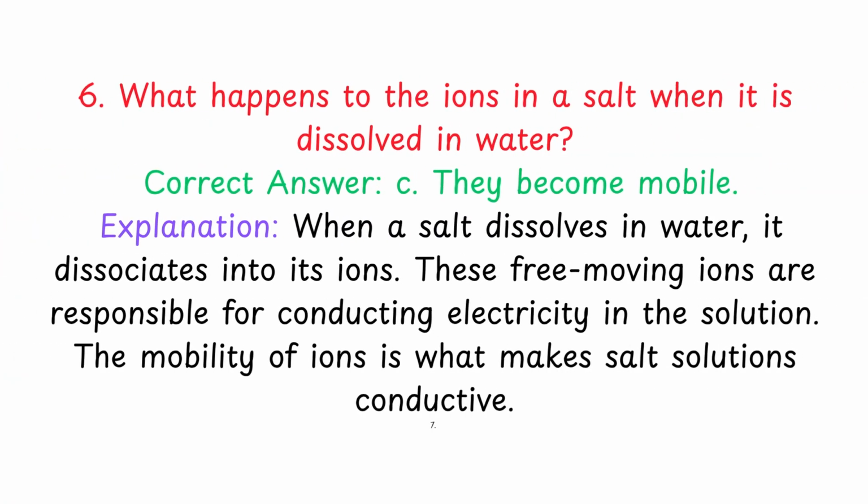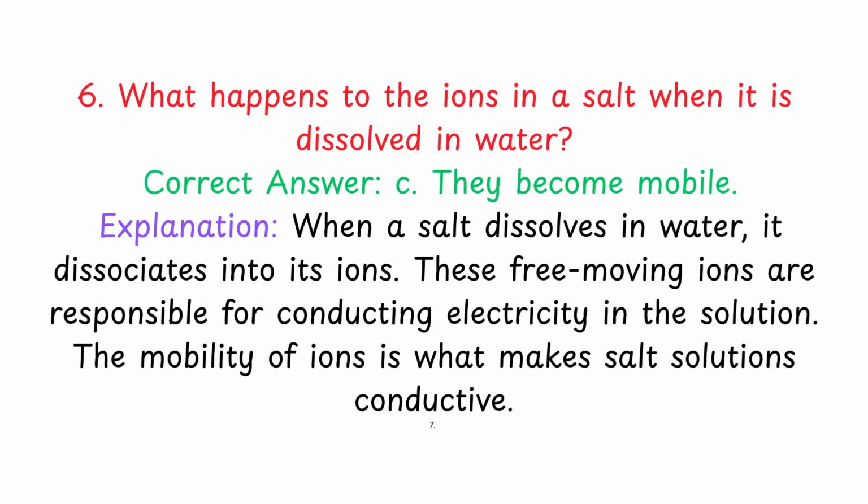6. What happens to the ions in a salt when it is dissolved in water? Correct answer, C. They become mobile. Explanation. When a salt dissolves in water, it dissociates into its ions. These free-moving ions are responsible for conducting electricity in the solution. The mobility of ions is what makes salt solutions conductive.